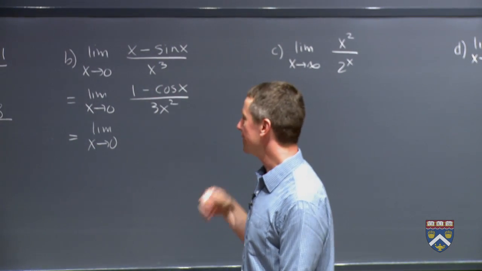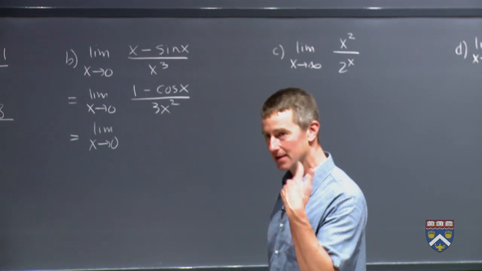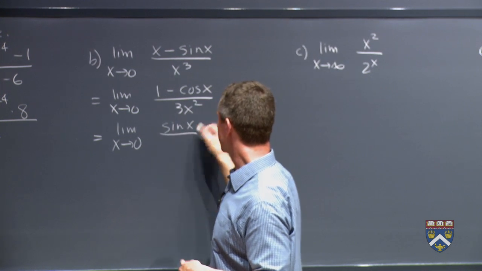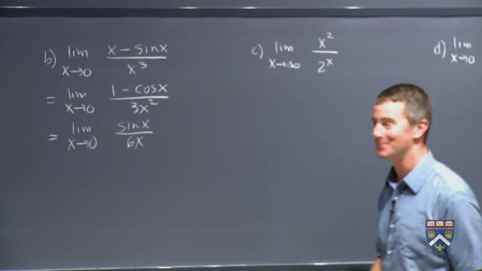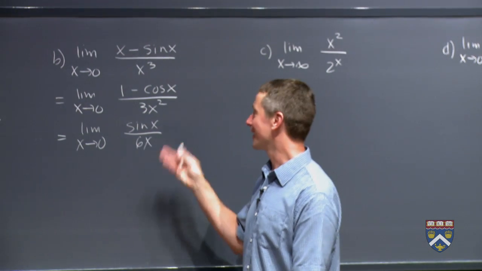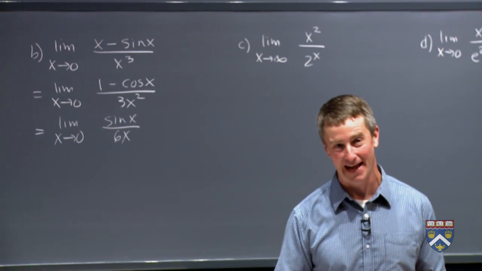So what's the derivative of 1? That's 0. The derivative of negative cosine is negative negative sine, so positive sine. And the derivative of the bottom is 6x. Okay, so now let's see what happens as x goes to 0. Well, we get sine of 0, which is 0. And on the bottom, we get 6 times 0, which is 0. So we again got 0 over 0, our third time.